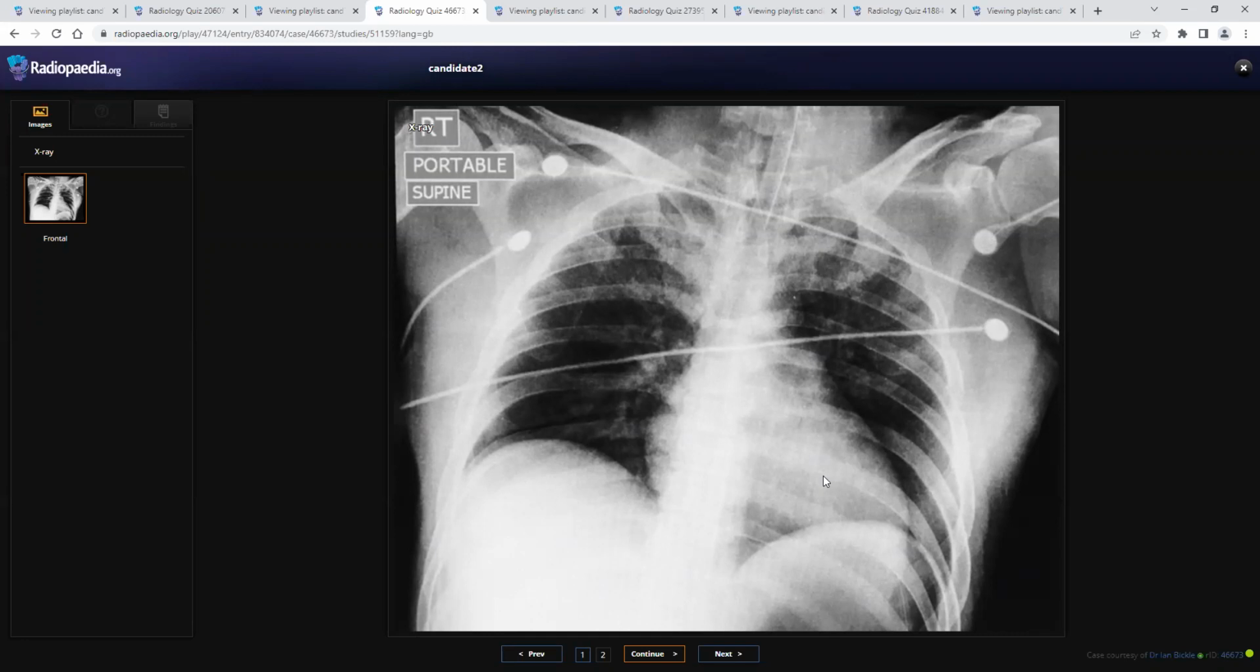Either I will do an erect film, standing, to confirm the pneumothorax, or I will proceed to CT to confirm the diagnosis and exclude other subtle fractures, maybe. Okay, good.